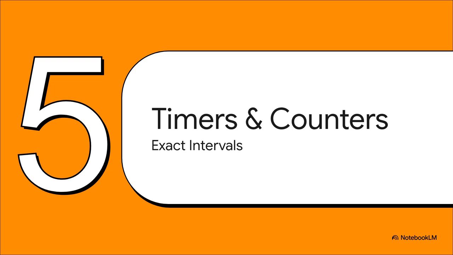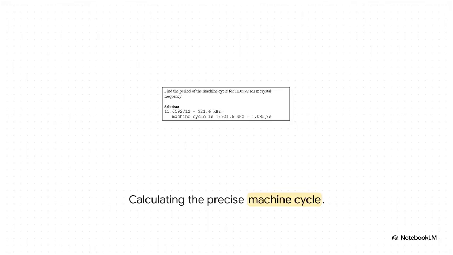Finally, Section 5, Mastering Timers and Counters. Okay, so if we want our LEDs, or really any operation, to fire off at perfectly exact intervals, we have to master hardware timers. And yes, that means a little bit of math. In the classic 8051 architecture, one machine cycle takes exactly 12 oscillator periods. So if we take our standard 11.0592 MHz crystal and divide it by 12, we get 921.6 kHz. Flip that, and you get a beautifully precise 1.085 microsecond machine cycle. Nailing the specific math is what lets us design delays that sync up flawlessly with human perception.